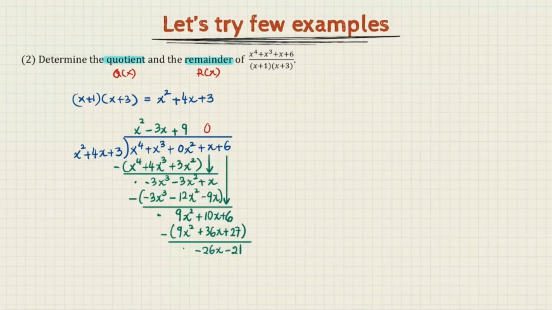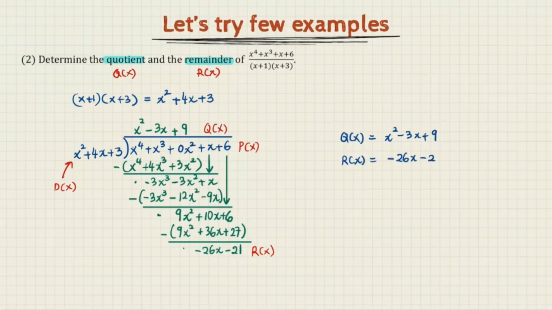Okay, so this is our Q of x. This one is our P of x. This is our R of x. And this is our D of x. So the question asks us to determine the quotient. So Q of x will be equal to x square minus 3x plus 9. That is the quotient they asked for. And then R of x will be negative 26x minus 21. So that will be our final answer.